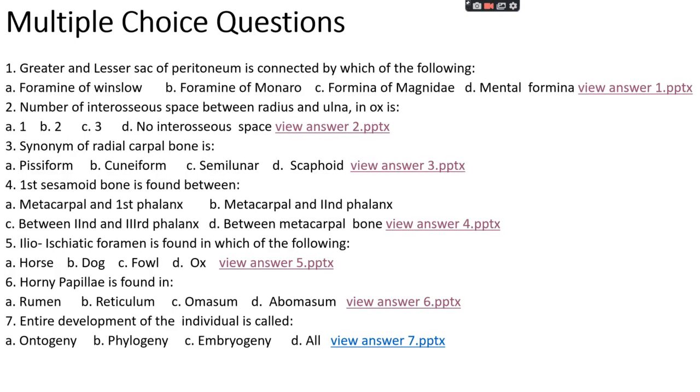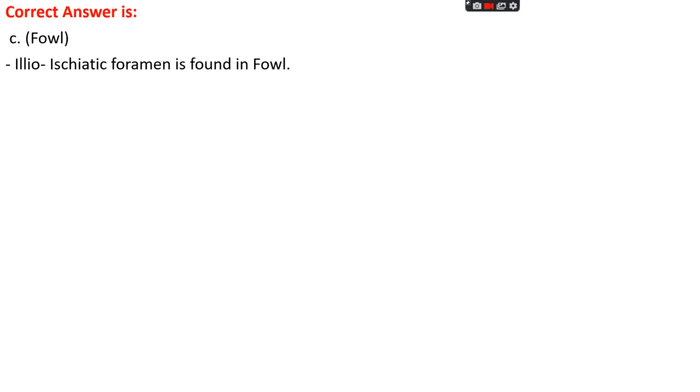Okay. Question number 5. Iliosciatic foramina is found in which of the following? Option A horse, option B dog, option C fowl, option D ox. The right answer is option C, that is fowl. Iliosciatic foramina is found in fowl.